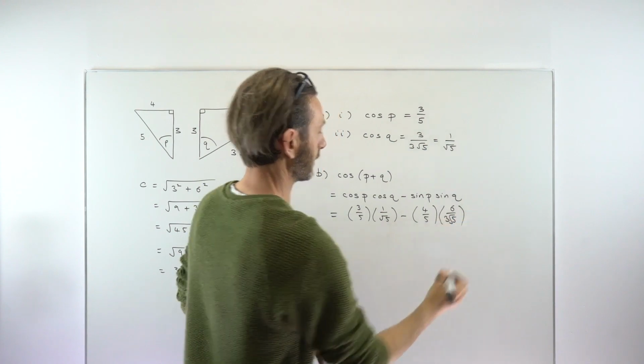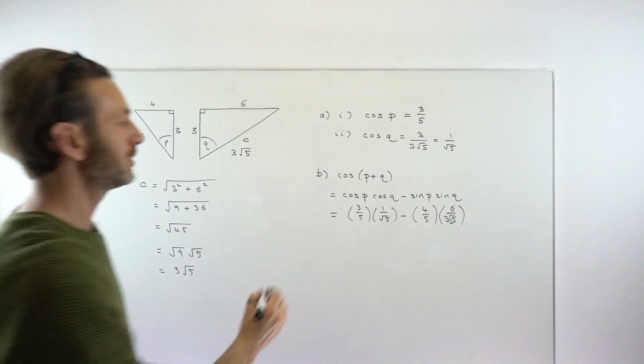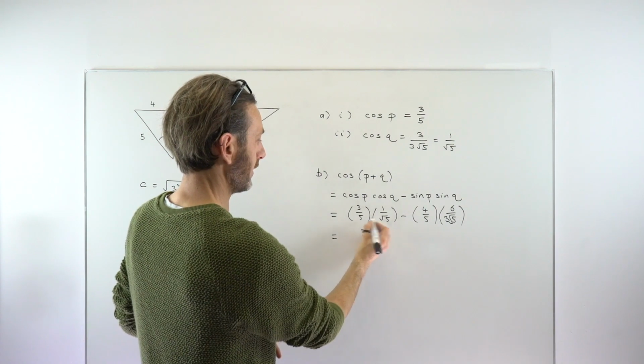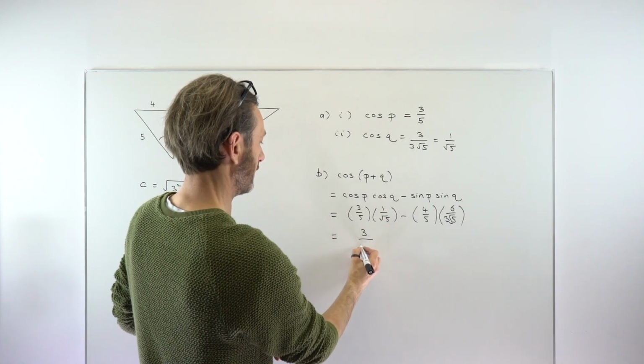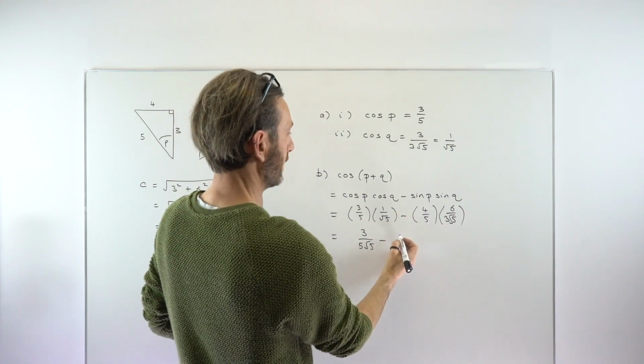3 root 5, like this. Okay, so it's just really a numeracy thing now. We just kind of need to simplify this down. So multiplying our fractions together, 3 times 1 is 3, 5 times root 5 is going to be 5 root 5. And then this guy here becomes 24.